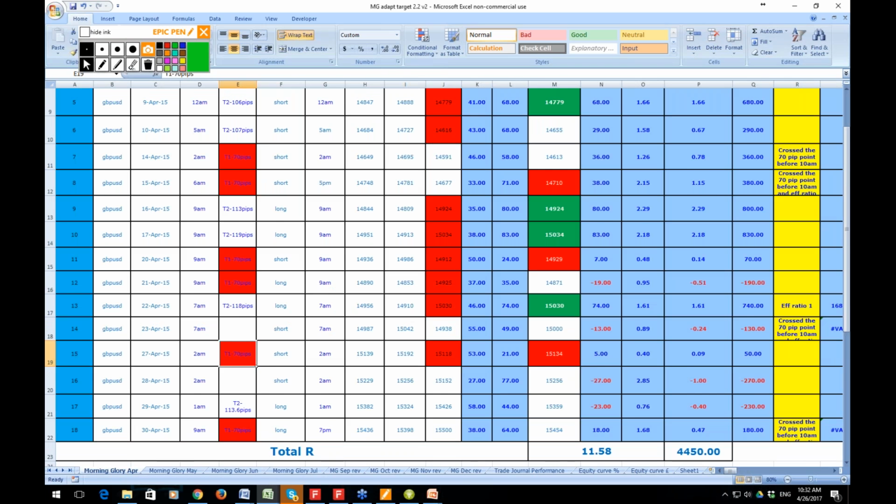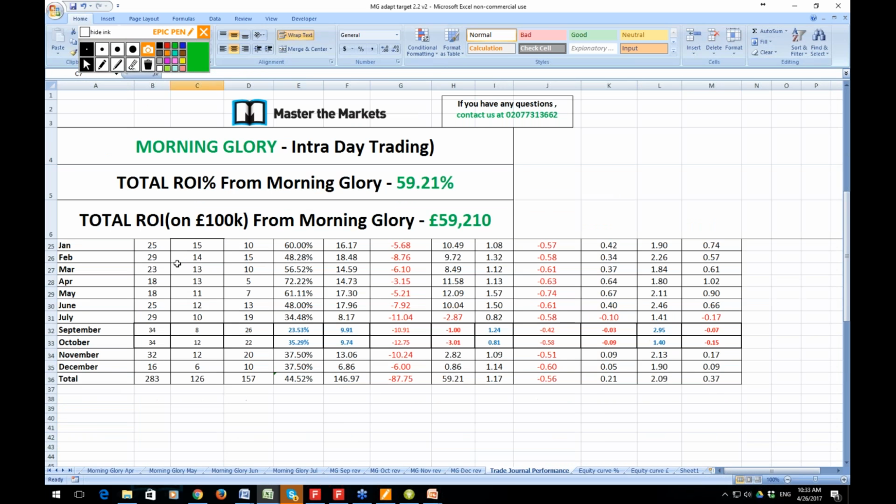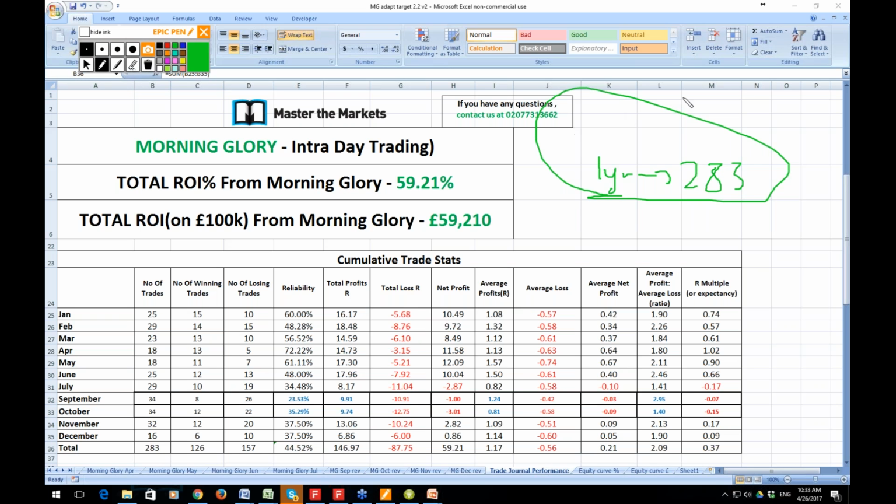The next thing I want to bring to your attention is, after you have done that month by month, you must also analyze all the stats I'm telling you: the reliability, average profit, average loss, average net profit, and everything. When we put it all together, you can see all the stats month by month. As I told you, a bare minimum of 250 trades, and because this is intraday with more frequency, just over 1 year I can rack up a high number of trades. 283 trades is what we have, more than the 250 I told you. It gives you a good idea of how the strategy performs.